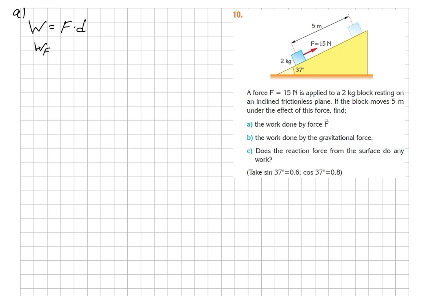Work done by the force will be equal to the force, 15 newtons, times the distance, 5 meters. So it's equal to 75 joules of work. It is positive 75 joules of work. Second, the work done by the gravitational force.